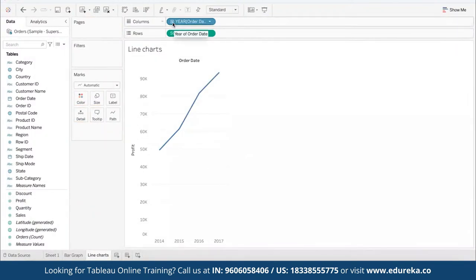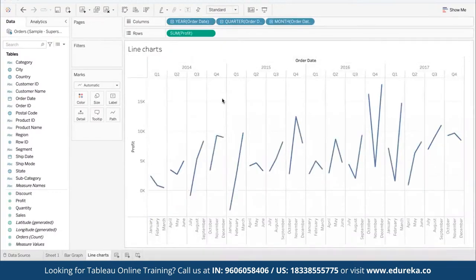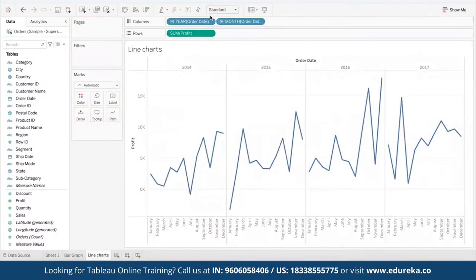Now, by clicking on the plus sign, we can drill down and even look at this information by quarter, and further drill down to month level. Remove some level which is not required, okay, directly year and month. So like that you can create the chart.